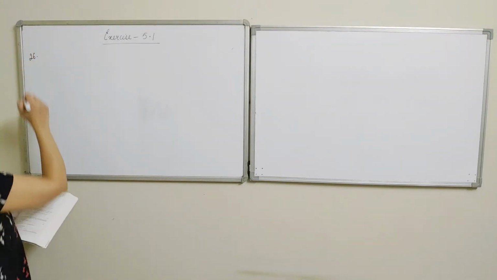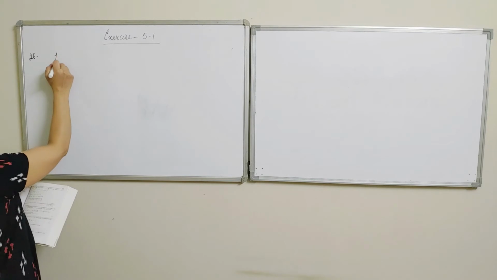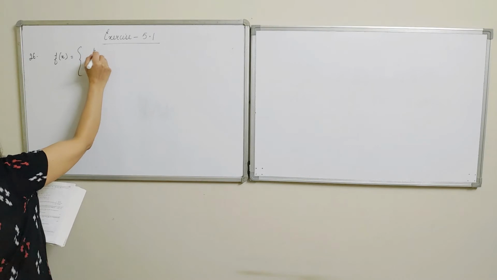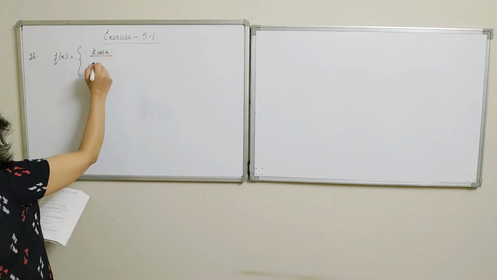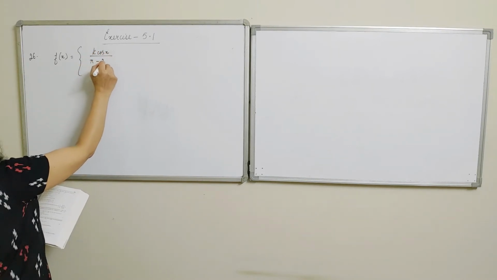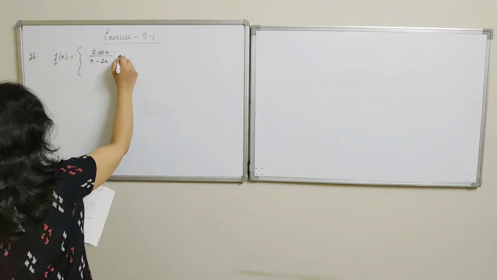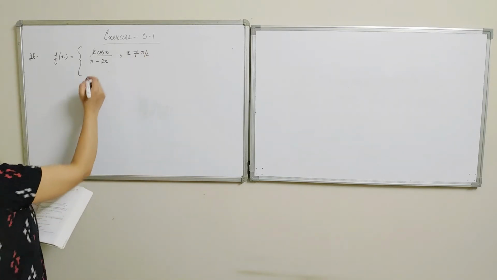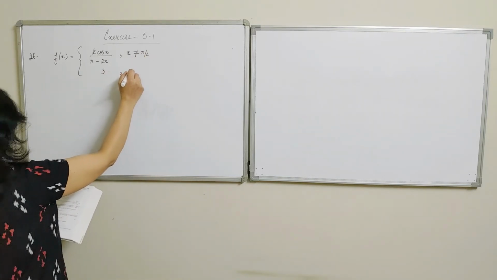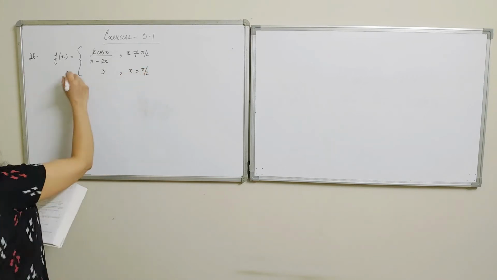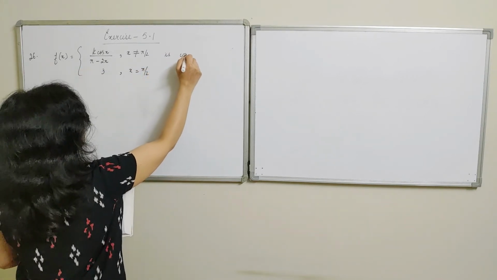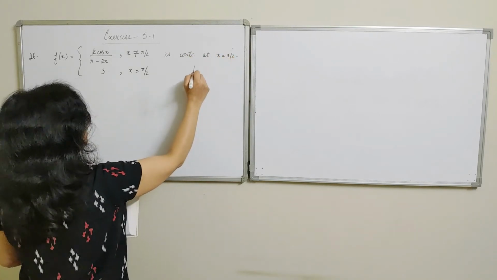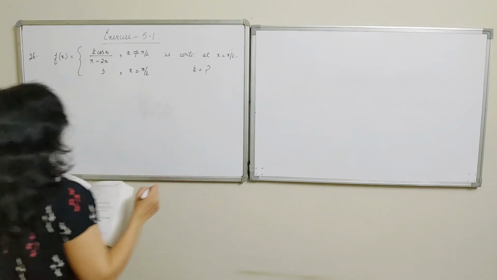So next question is the 26th question. The function is defined as k cos x upon pi minus 2x when x is not equal to pi by 2, and the function is equal to 3 when x is equal to pi by 2. We are given that the function is continuous at the point x equal to pi by 2. Hence we have to find the value of k.